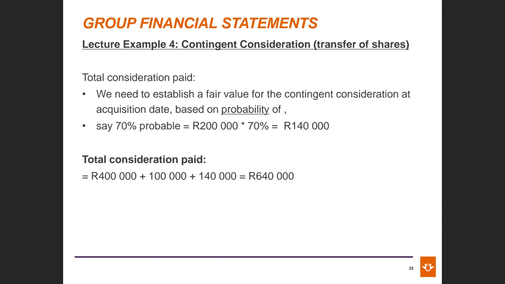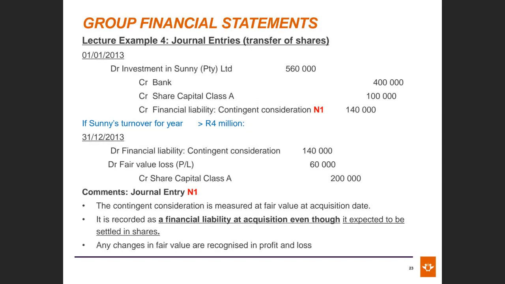Okay, so how do we account for this contingent consideration? And you'll see that because it is a transfer of shares, like a variable number of shares for a specific value, it is going to be recorded as a financial liability. It is not certain how many shares we are actually going to issue, so therefore we are going to record this as a financial liability. There is a transfer of shares, but it's based on a specific value.